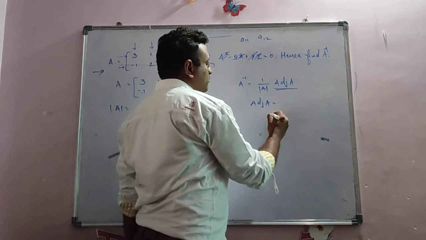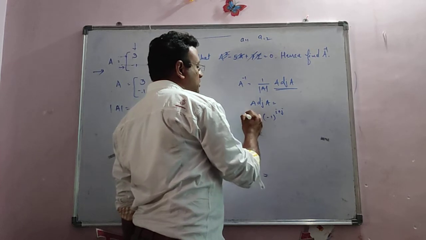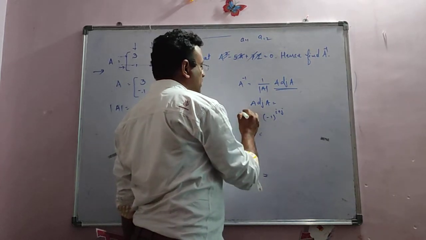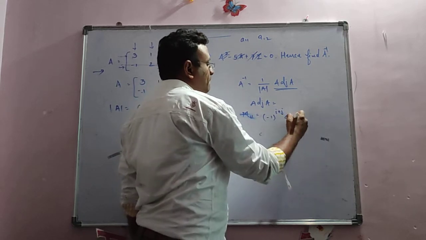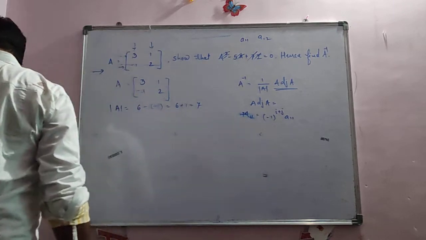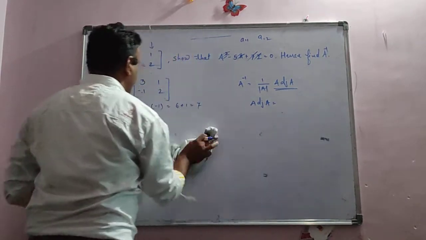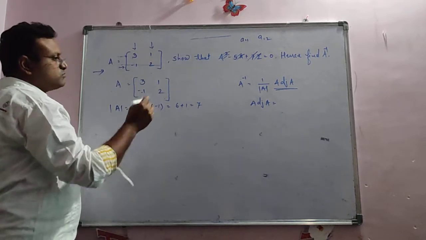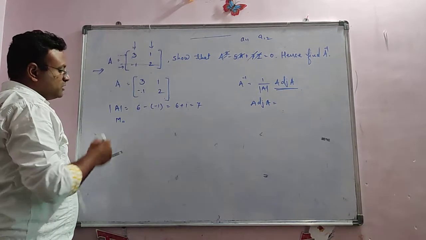Minus 1 raised to i plus j, and the sign. First of all we have to find the minor matrix, then its cofactor matrix. I will do this directly here, as I assume that you know minors and cofactors. So first of all, M11.